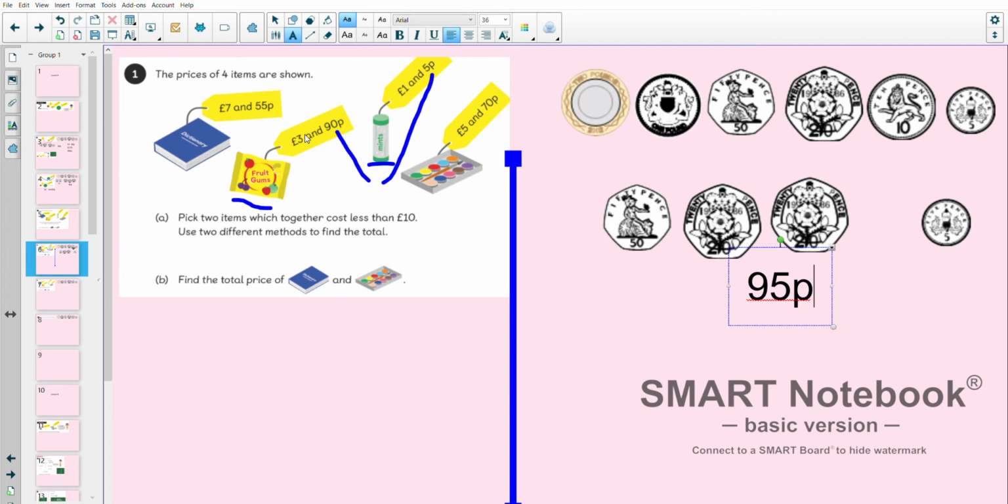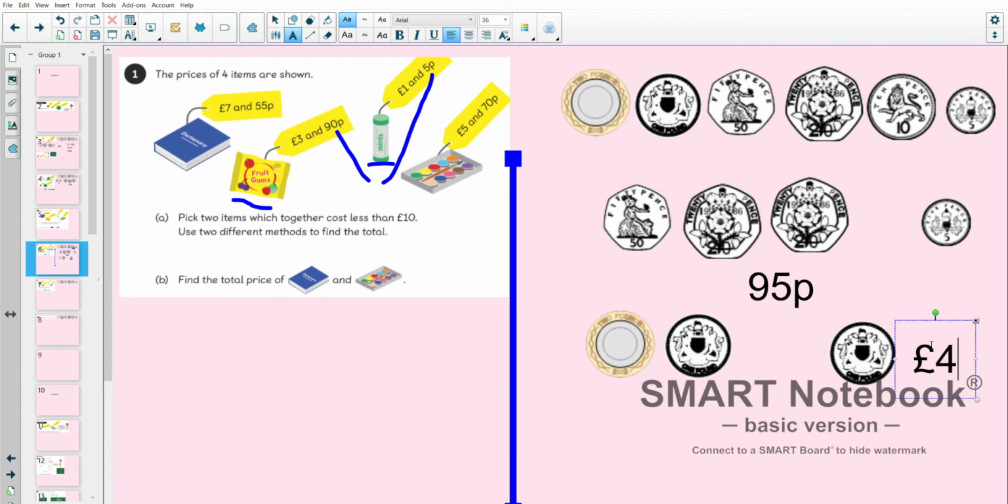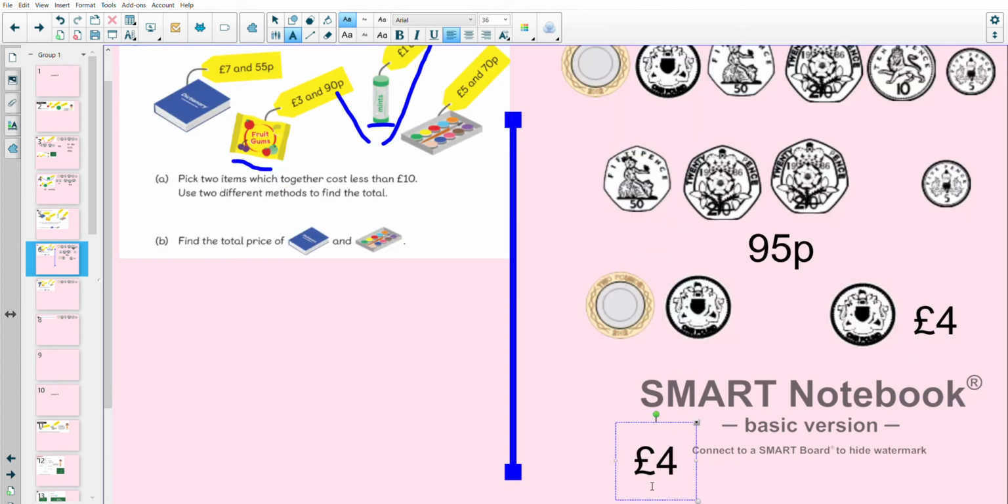I then look at the pounds. I've got 3 pounds and 1 pound, and I get 4 pounds. In total, I have £4 and 95p, or £4.95.